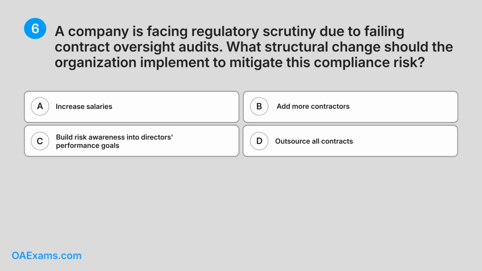6. A company is facing regulatory scrutiny due to failing contract oversight audits. What structural change should the organization implement to mitigate this compliance risk? A. Increase salaries. B. Add more contractors. C. Build risk awareness into directors' performance goals. D. Outsource all contracts. What do you think is the answer?